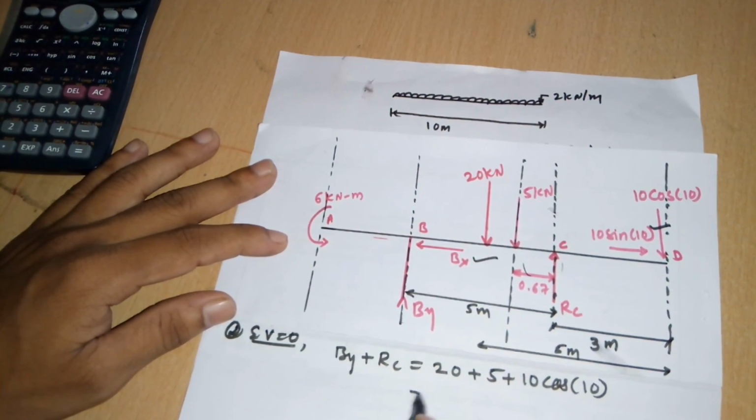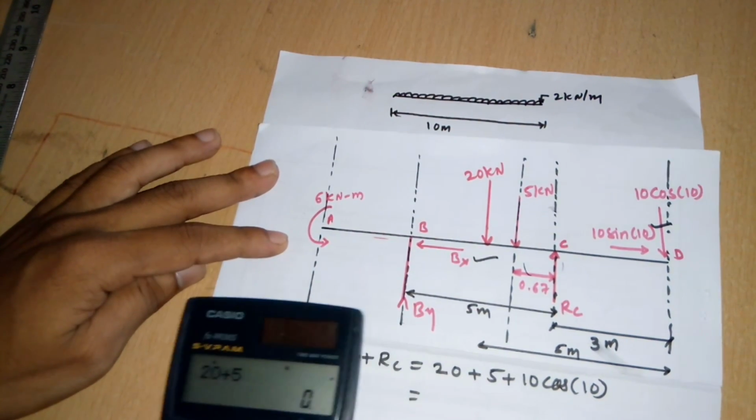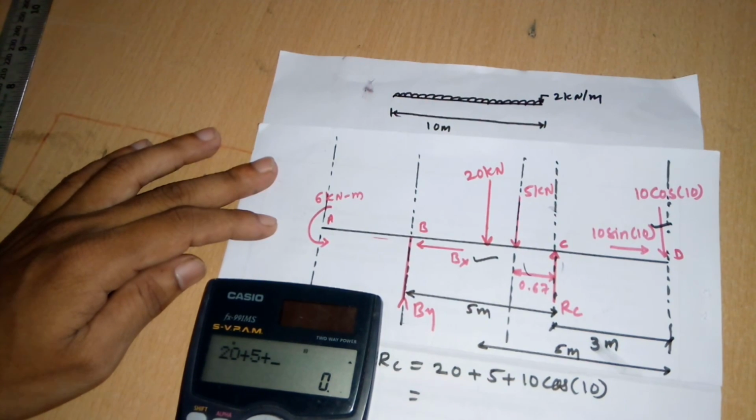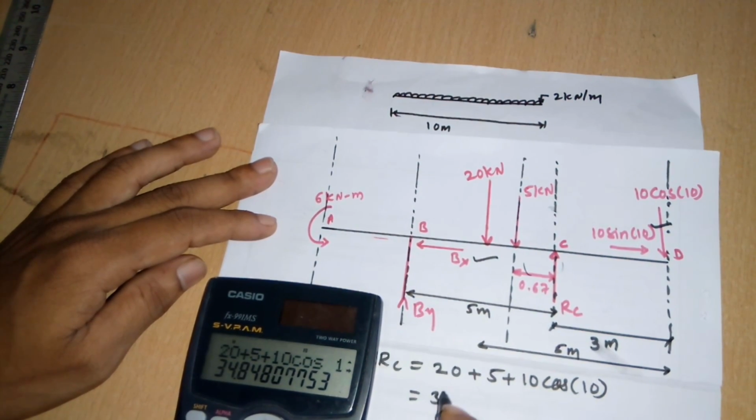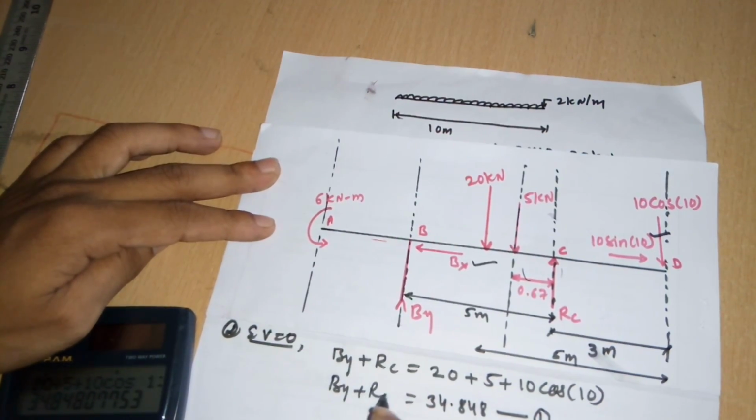cos 10. It becomes 20 plus 5 plus 10 cos 10. It is equal to 34.848. Call this as equation number 1. Here it is By plus Rc.